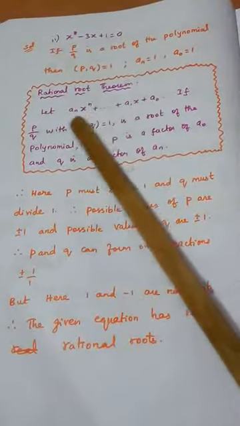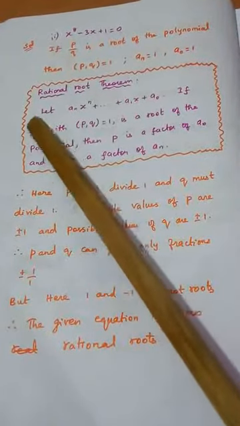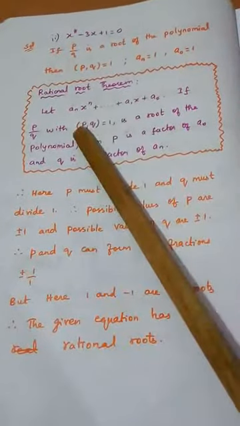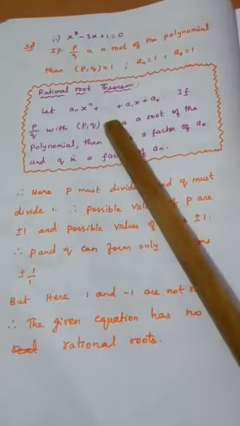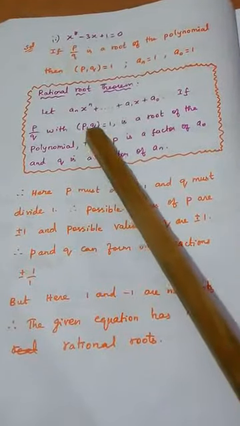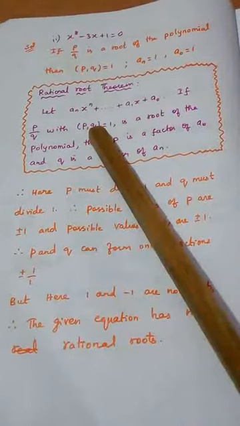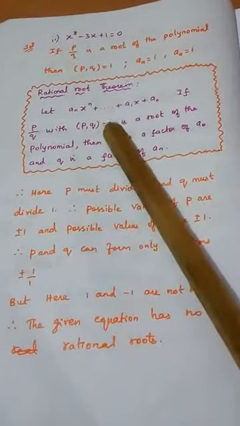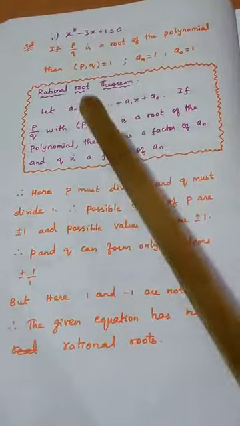What is the meaning of this? It means the common factor between p and q should be equal to 1. For example, if p is 3, q can be 5, because there is no common divisor between 3 and 5. If p is 4, q cannot be 8, because the common factor for 4 and 8 is 4. It is not equal to 1. So try to understand the theorem.